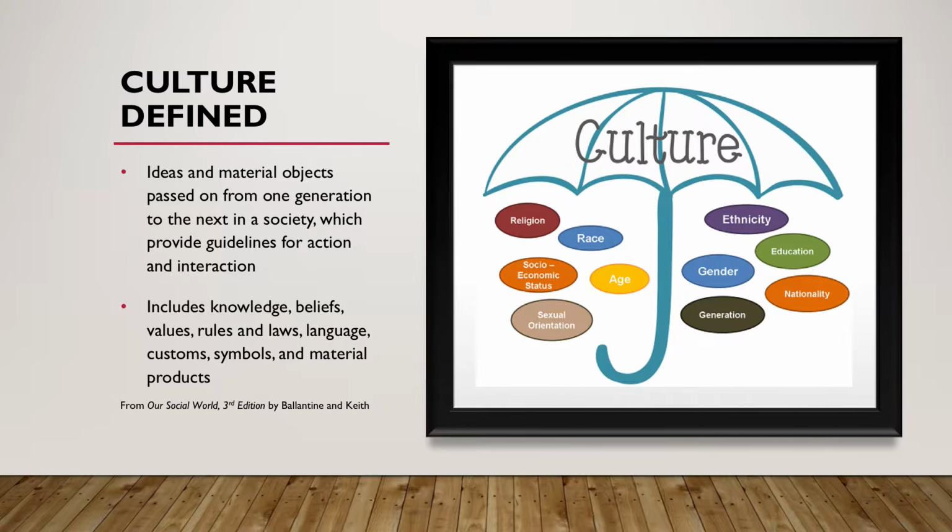It can include the education we receive, knowledge we receive about who to be and how to be in society. It includes beliefs, values, things that we call norms in sociology, the rules and laws that govern us. It's about language, customs, symbols, and material. So when I use the term culture this semester, it really is inclusive of all of the different areas you see listed on the slide.